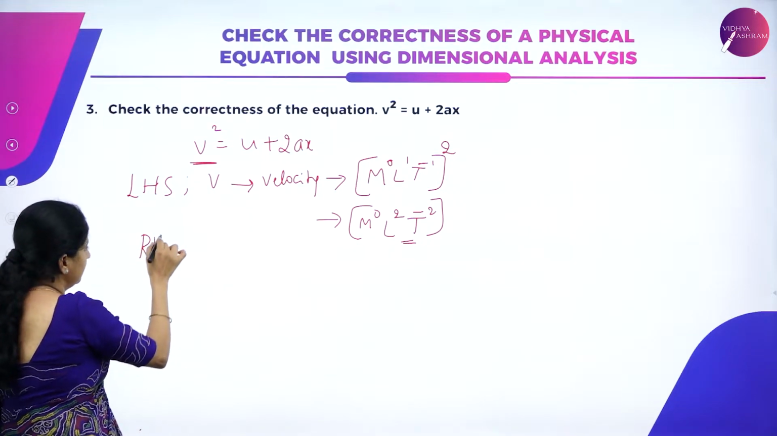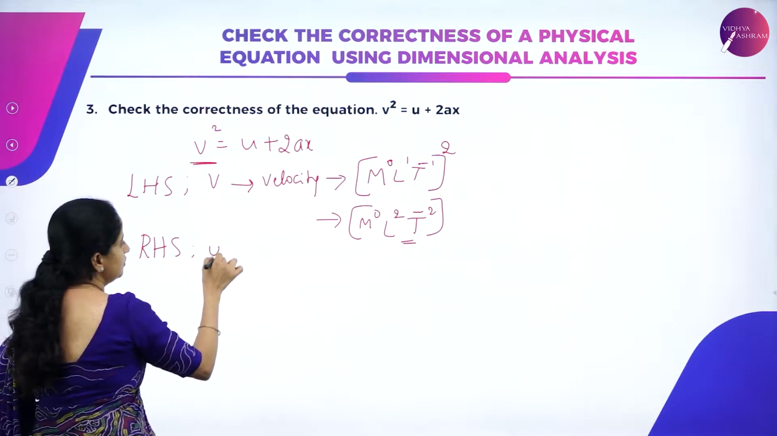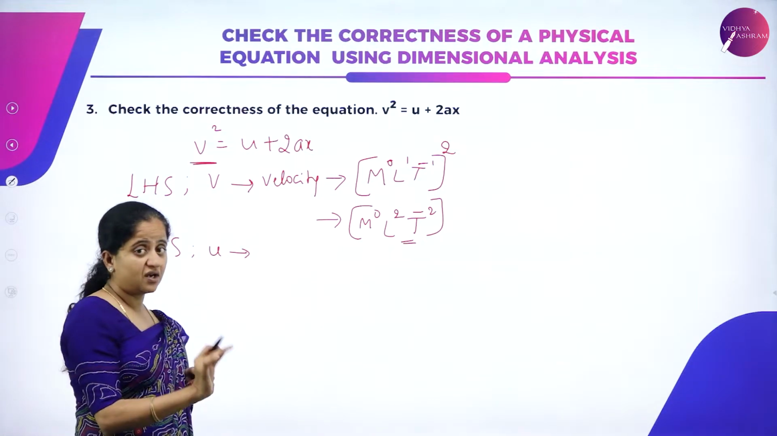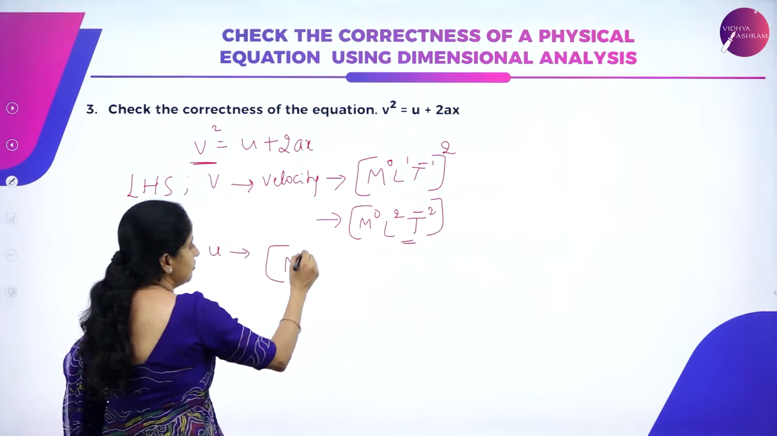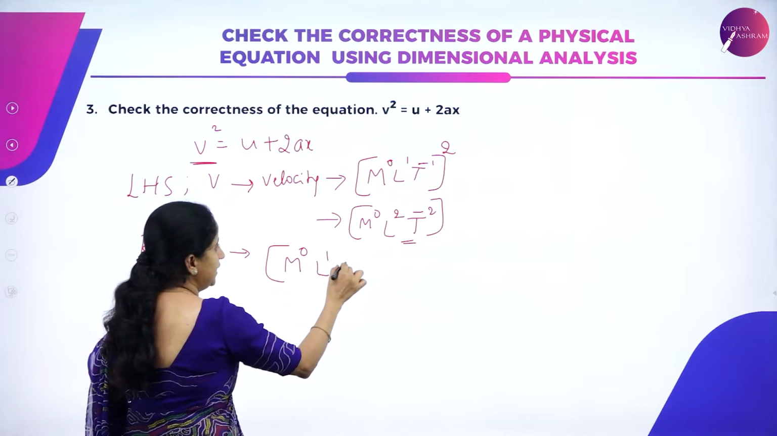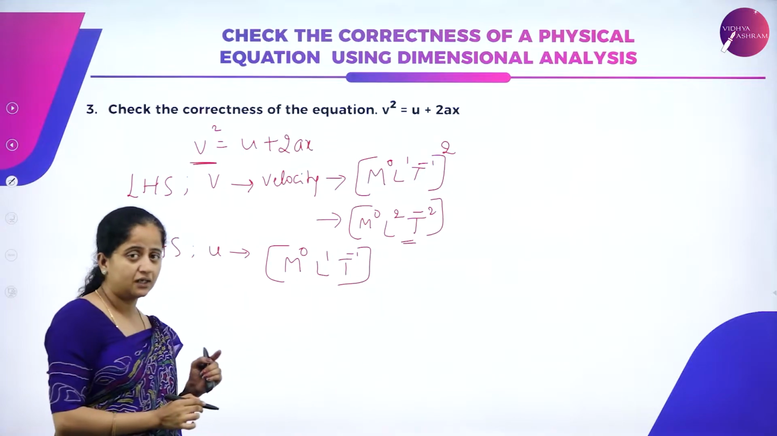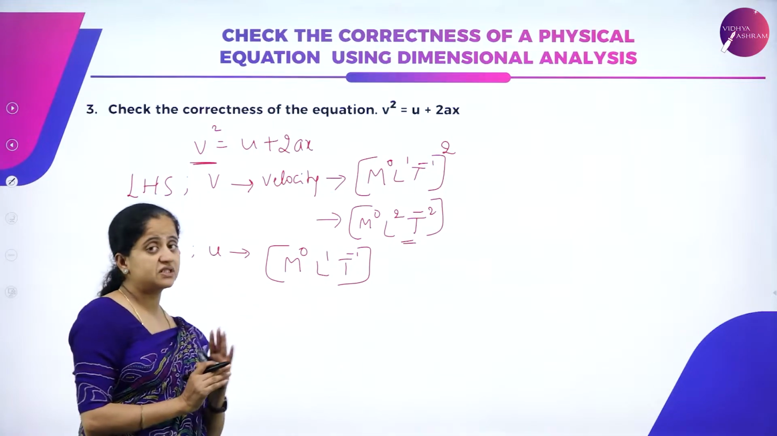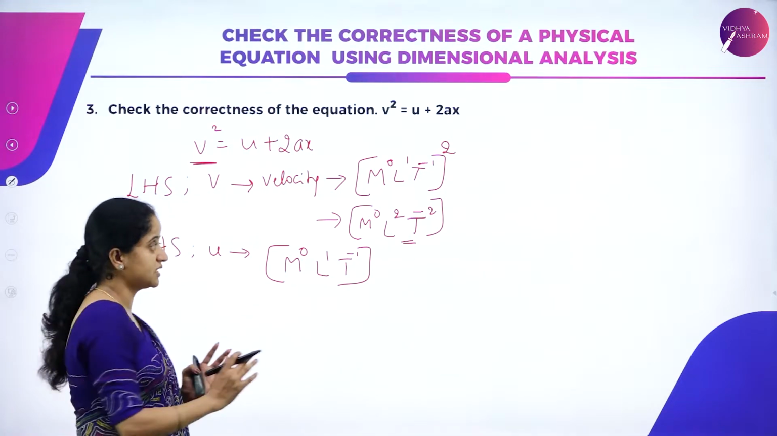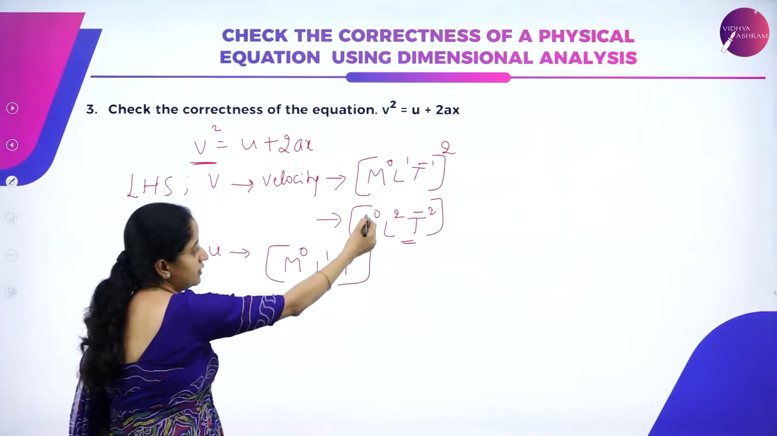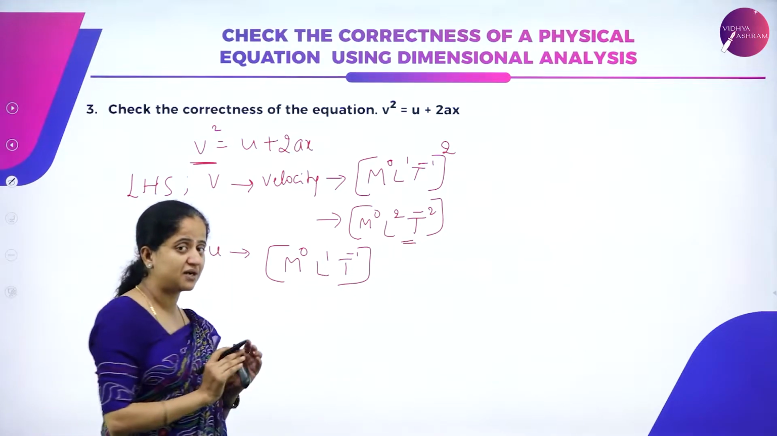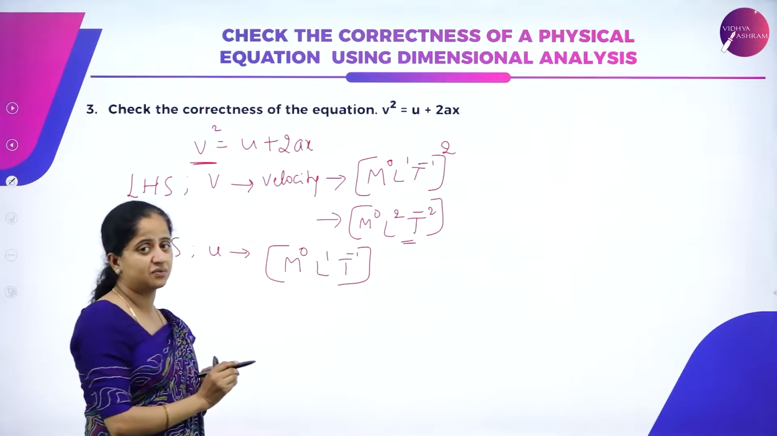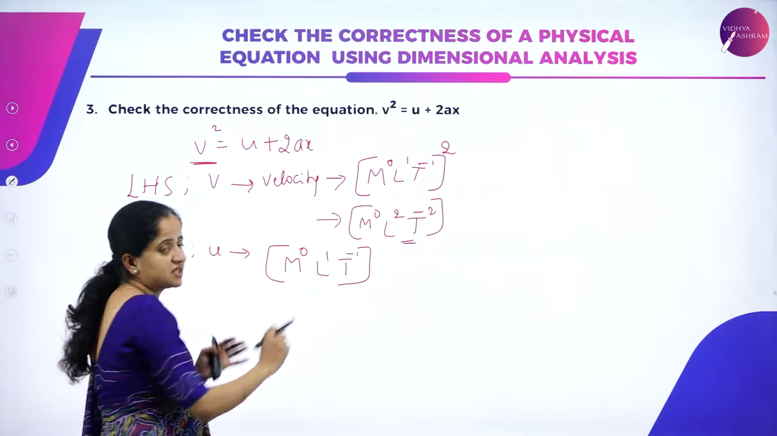Similarly, let us now move on to RHS. I have a term called u in the RHS, which is nothing but the initial velocity again. Since it is velocity, I am writing the same dimensional formula, M raised to 0, L raised to 1 and T raised to minus 1. Now, as per the principle of homogeneity, all the terms of the physical equation must contain the same dimension. But here we have v square equal to M raised to 0, L raised to 2 and T raised to minus 2. u is equal to M raised to 0, L raised to 1 and T raised to minus 1. So, the dimensions of these two terms are not matching.